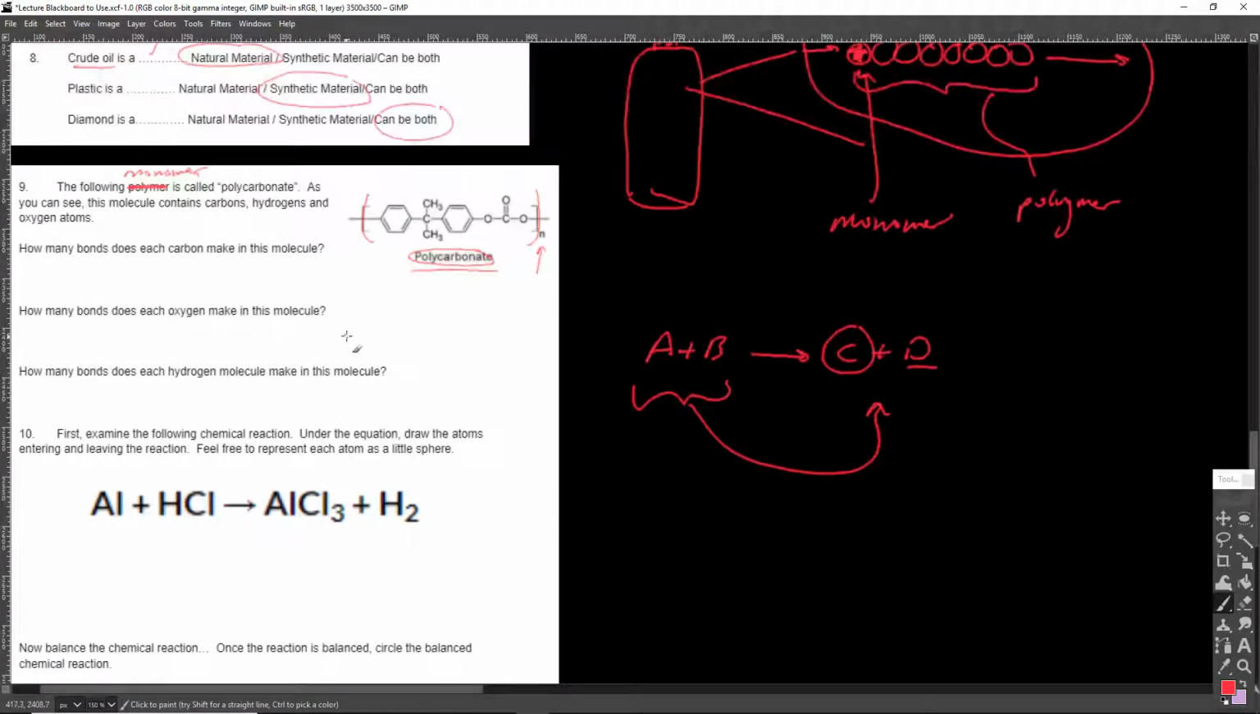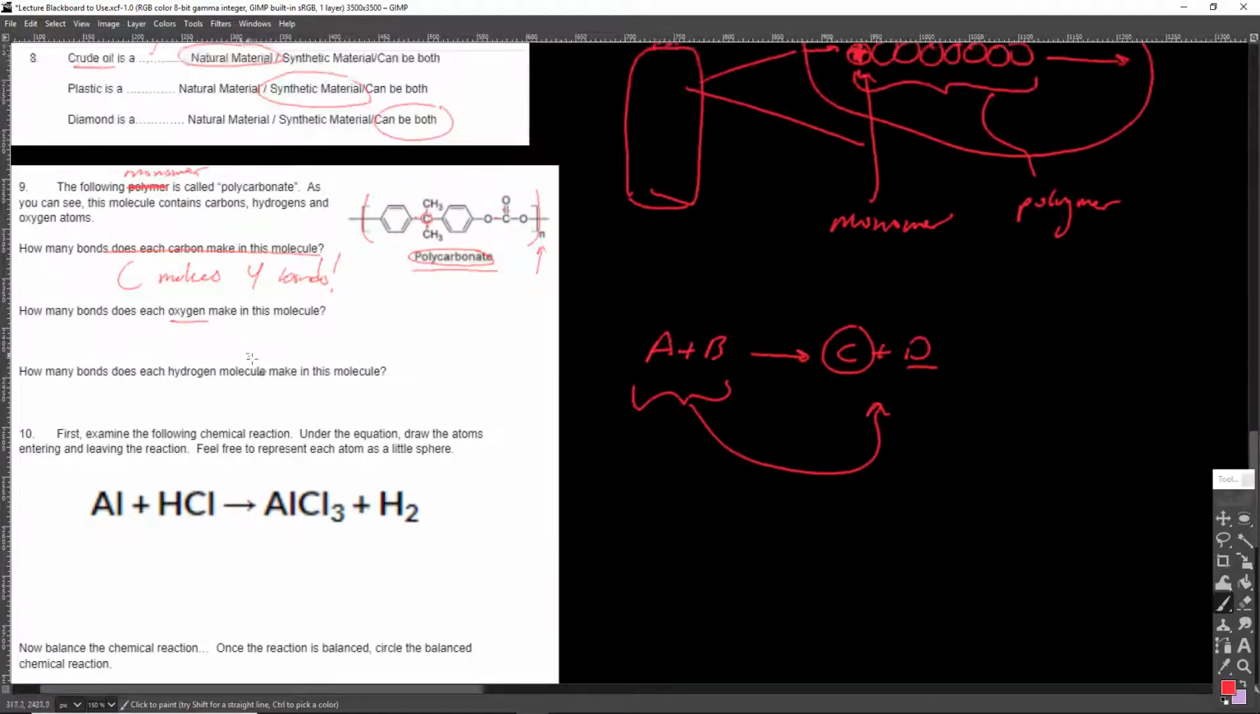Okay. So how many bonds does each carbon make in this molecule? Well, guess what? You don't need to count them. I already told you how many bonds carbon always makes. Carbon makes how many bonds? Makes four bonds. And you don't even need to trust me. Here's a carbon right here. Count the bonds. One, two, three, four. It's making four bonds. Look at this carbon. One, two, three, four. There's carbons in these rings right here. They're all making four bonds.